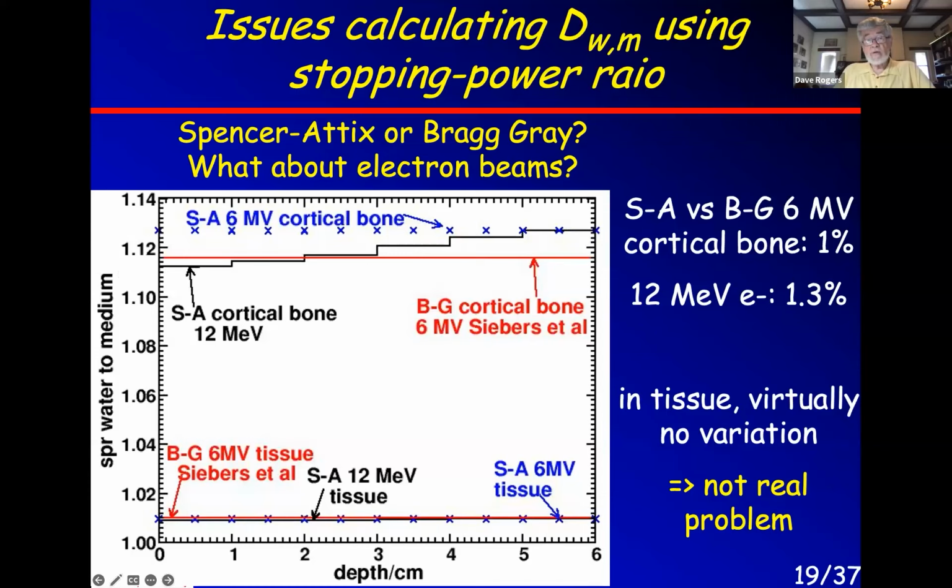If we now look at most other tissues and compare the Bragg-Gray to Spencer-Attix on this scale, you can't see any difference. Okay, so again, there's no real problem, and it's constant, and it's about a 1% effect. So again, we don't worry about this issue in tissues.